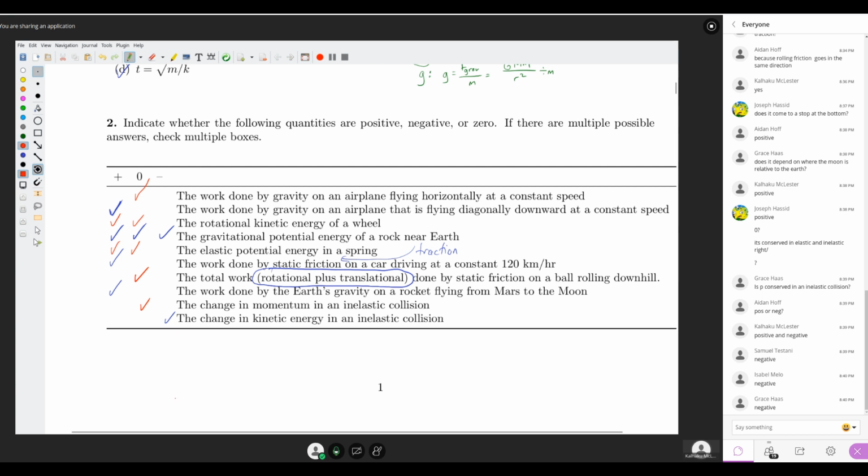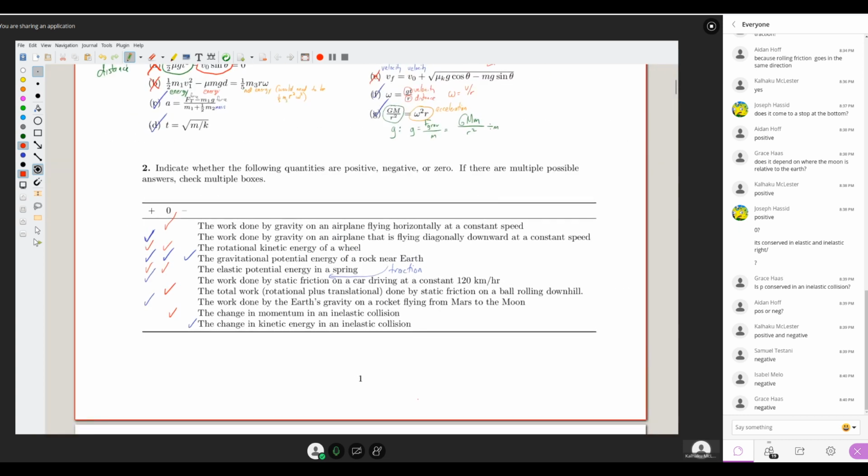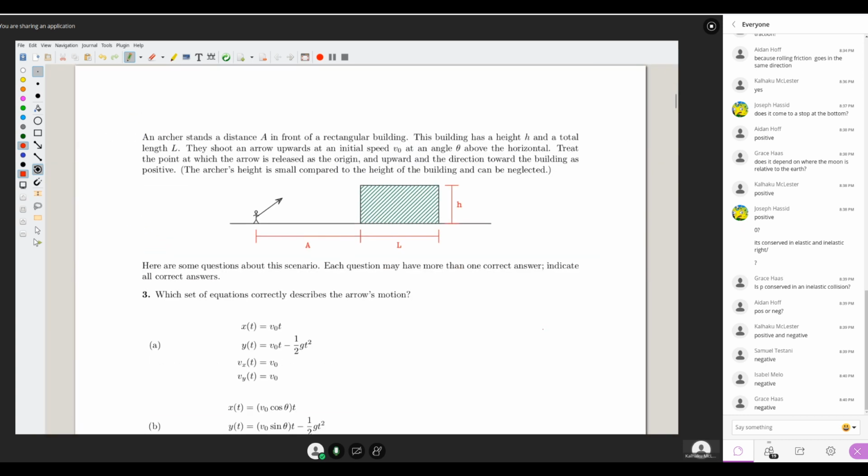I can't gain energy just by throwing two things together, right? If I could come up with more energy than I started with just by throwing a wet paper towel against a wall, then we would solve all of the world's energy problems. So, are there any questions about any of these that we just did? Okay, let's move on to the next set.